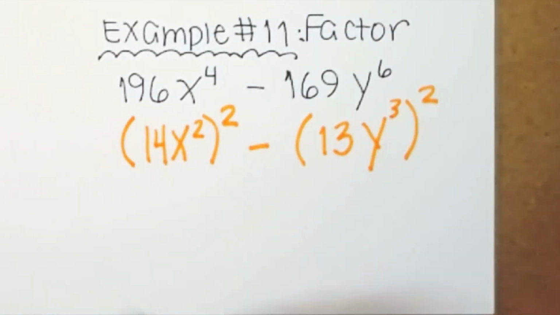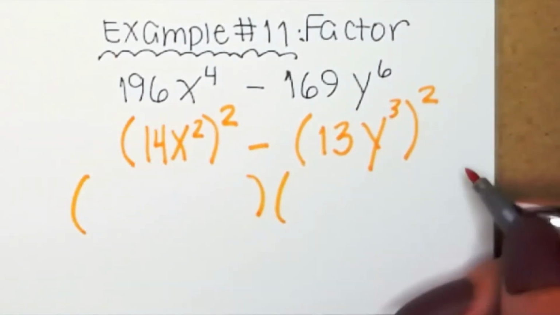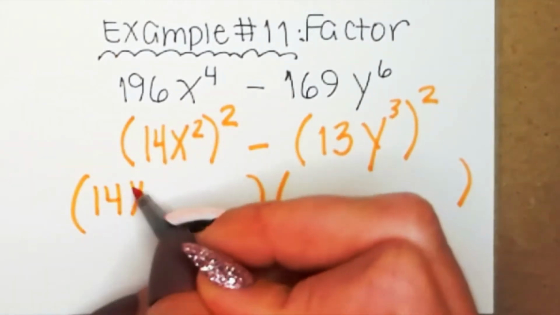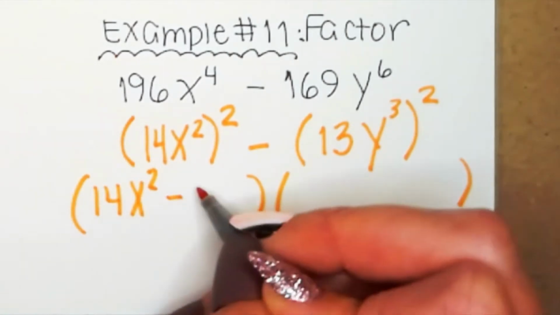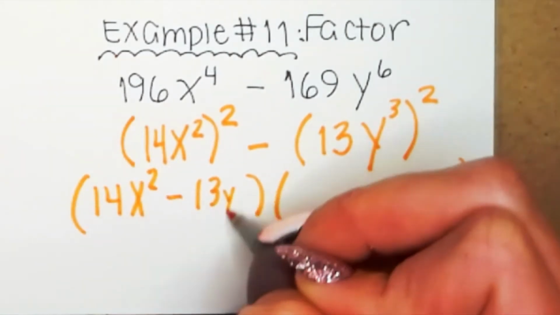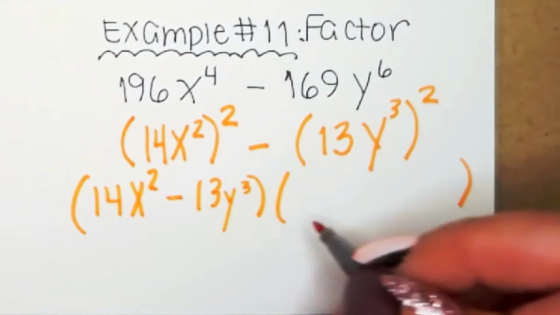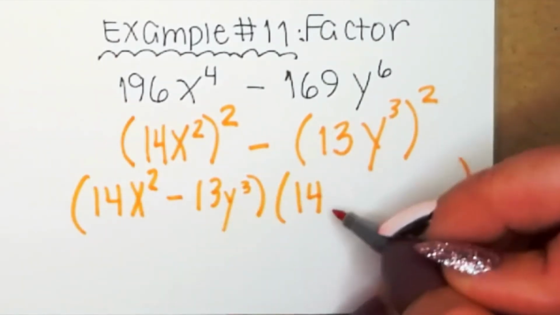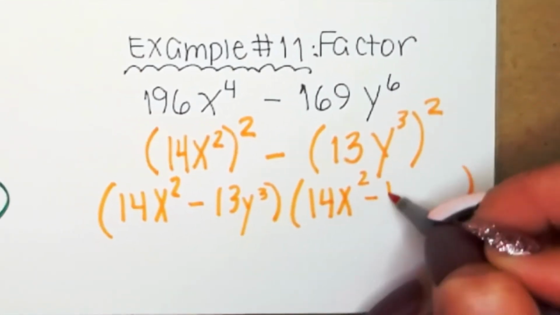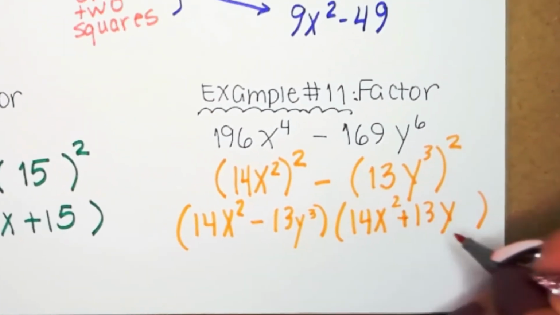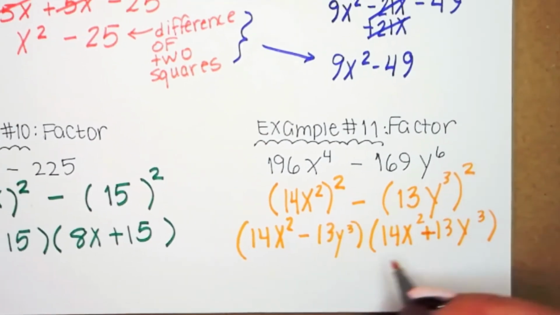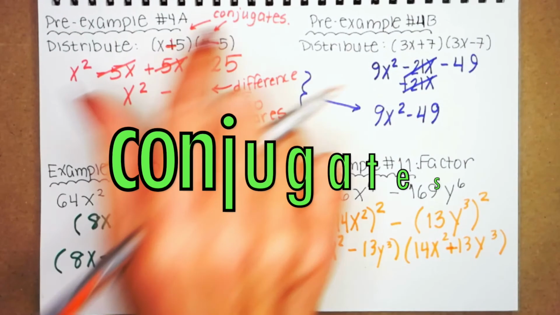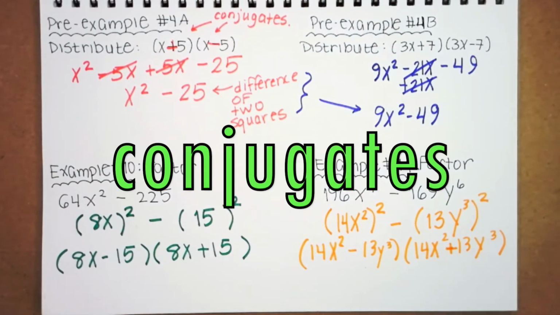Y to the 3rd. We're going to set up our two parentheses. Take away those little squares on the outside. Write down what's left, 14x squared minus 13y to the 3rd. And then just duplicate it, but make it a plus sign. Maybe this is like the evil twin and this is the good twin. I don't know. Oops, gotta be plus. So remember, when one's minus and plus and they have everything else in common, we call them conjugates of one another.